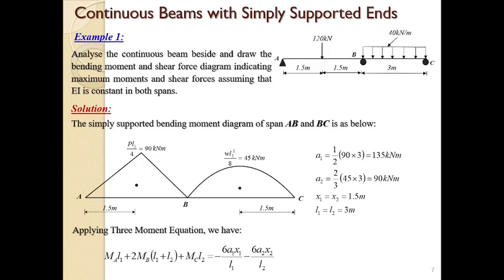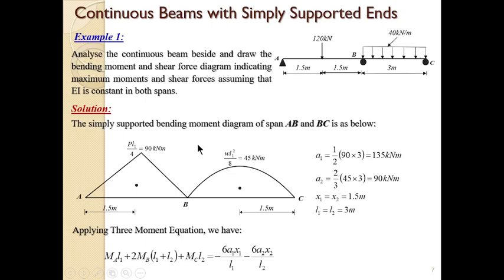So let's solve this example 1 to demonstrate the application of the three-moment equation. Example 1: analyze the continuous beam beside and draw the bending moment and shear force diagram, indicating maximum moment and shear forces, assuming that EI is constant in both spans. So you have two spans here, span AB and span BC. There's a concentrated load here, and a uniformly distributed load. So this is how the solution goes.